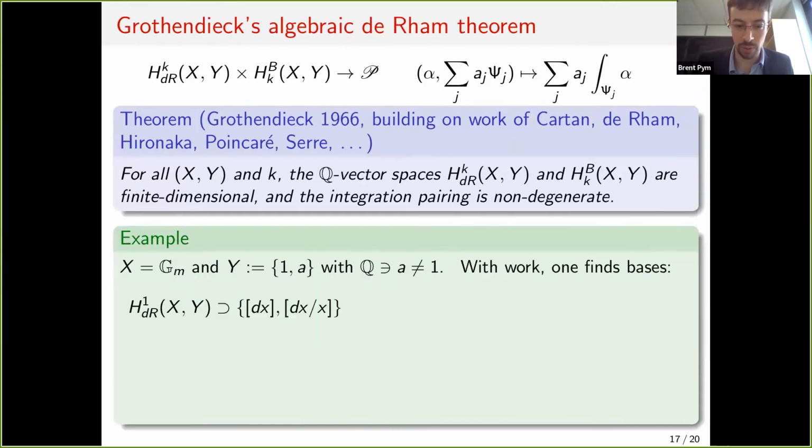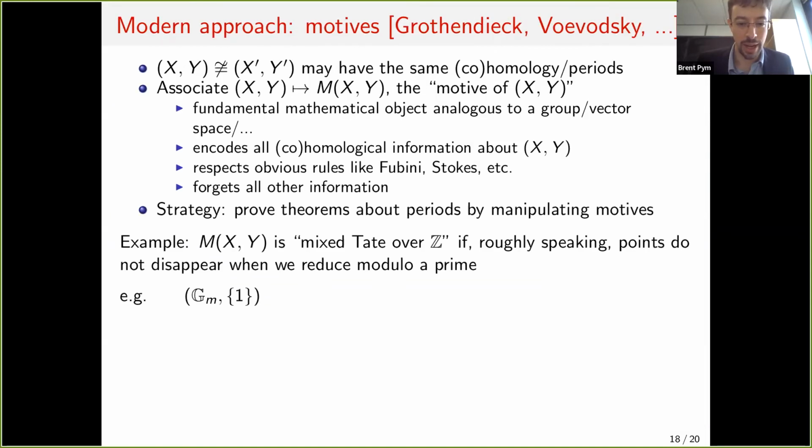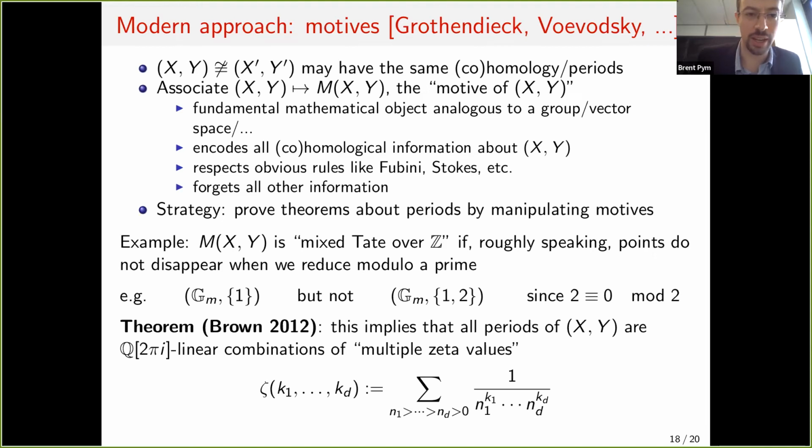So maybe, since we're short on time, I'll skip right to the punchline, which is that there's a very modern idea, well, it's a few decades old now, but a modern tool called the theory of motives. And the basic idea is that if you have such a pair of algebraic varieties, then you can study these vector spaces called the cohomology. And those things somehow control all of the information about the periods.